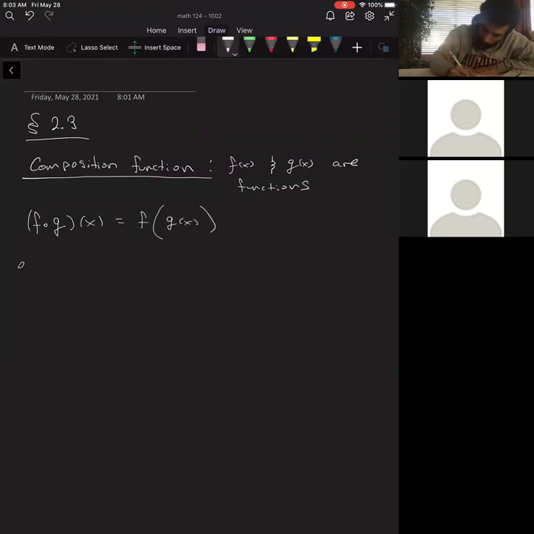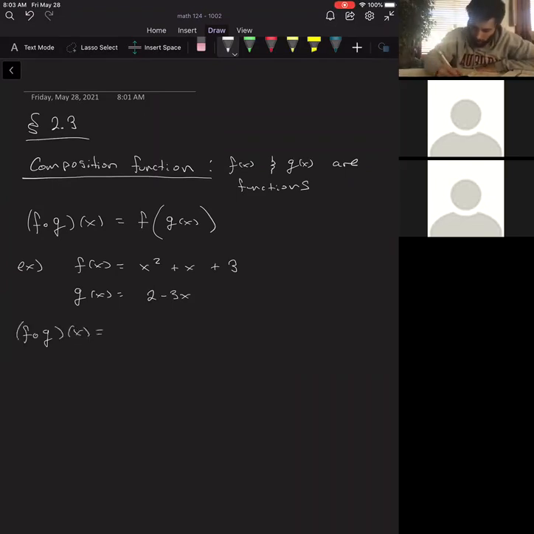So like a quick little example, say f of x was x squared plus x plus 3, and g of x was equal to 2 minus 3x. Say we wanted to find f composed with g of x. From the definition, all that means is we're plugging g, the thing on the right, into the thing on the left. So we're plugging g into f.